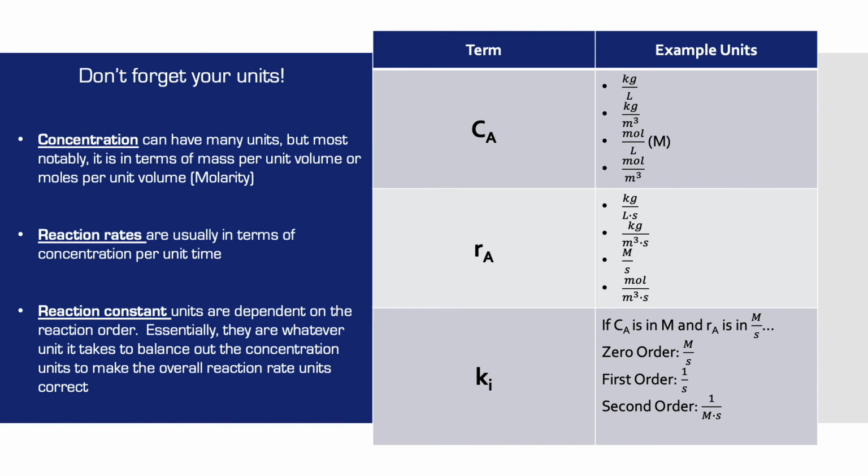Now it is very, very important that we don't forget our units. Take a look at this table, for example. It will help you as we move forward. Concentration can have many units, but most notably, it is in terms of mass per unit volume or moles per unit volume, molarity. Reaction rates are usually in terms of concentration per unit time, and reaction constant units are dependent on the reaction order. Essentially, they are whatever unit it takes to balance out the concentration units to make the overall reaction rate units correct.